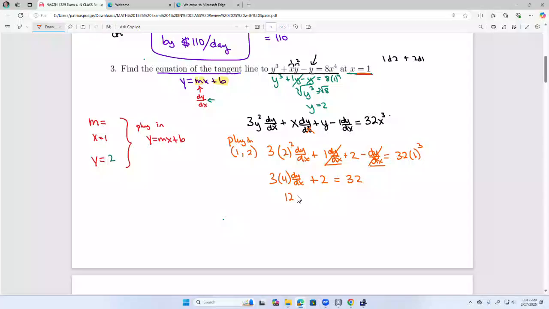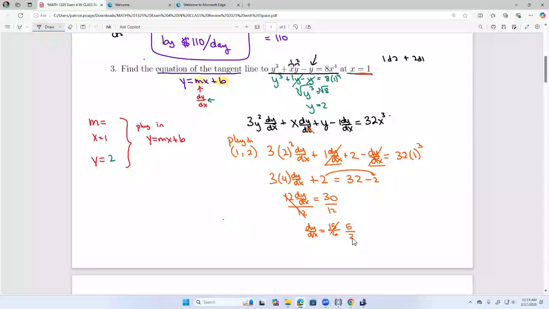So I have 12 dy dx. I'm going to subtract this 2 over here, equals 30. Divide both sides by 12, and I get dy dx equals 30 over 12, which I can reduce. I could take a 2 out of both of those, and it leaves me with 15 over 6, and I could take more than that. I could take a 3 out of that, and it leaves me with 5 over 2.